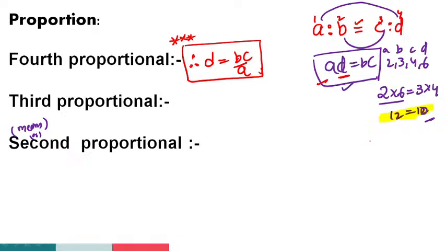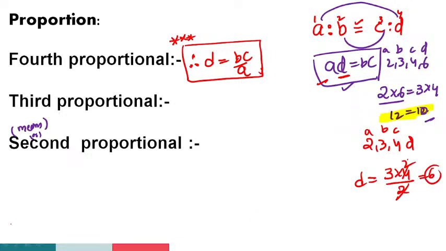For example, the question like this: 2 comma 3 comma 4. Find out the fourth proportion. Looks like A, B, C, and the fourth proportion value we don't know, guys. Let us take it as X or D, no problem. What is the formula, guys? Fourth proportion formula, D is equal to BC by A. BC is how much, guys? 3 into 4 by A value is how much? 2. 3 twos are 6. Just remember, guys, fourth proportion formula D is equal to BC by A.